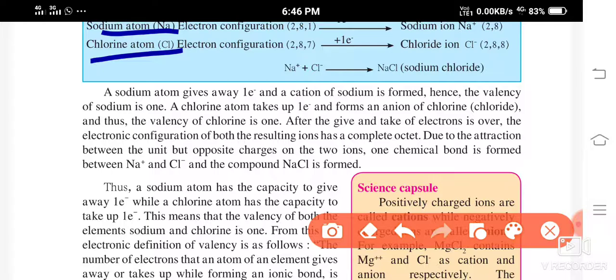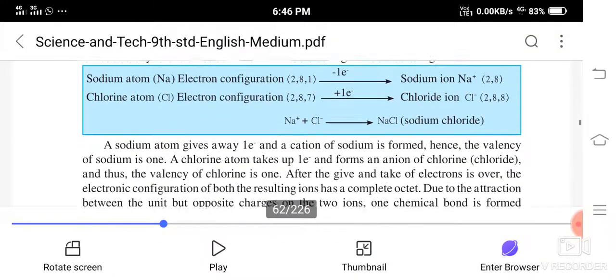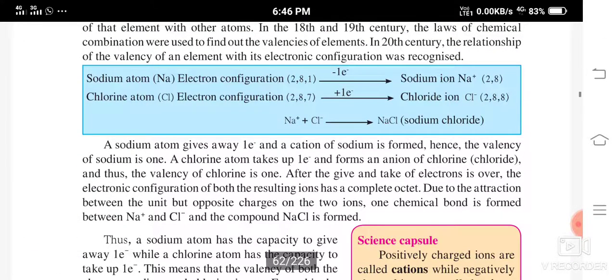Now a sodium atom gives away 1 electron and a cation of sodium is formed. Hence, the valency of sodium is 1. A chlorine atom takes up 1 electron and forms an anion of chlorine, and thus the valency of chlorine is 1. I told you. See, this sodium, it is giving away this 1 electron, isn't it?